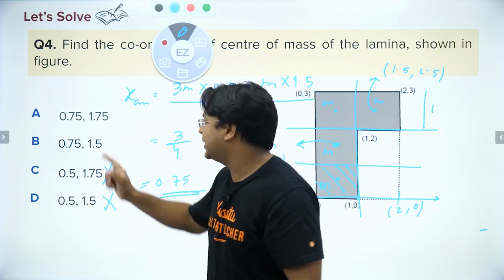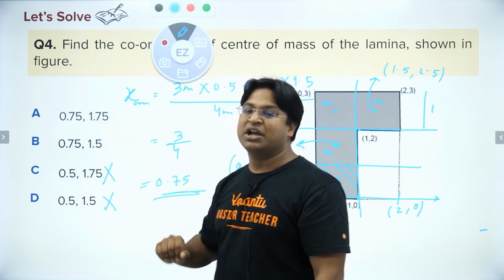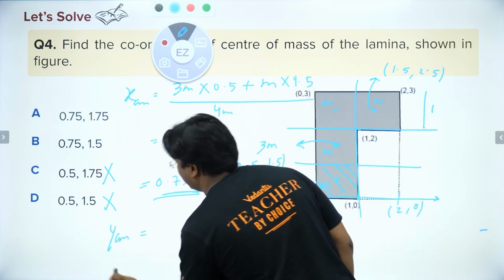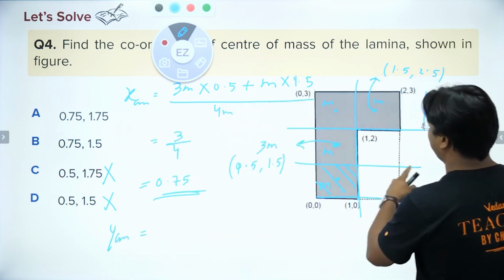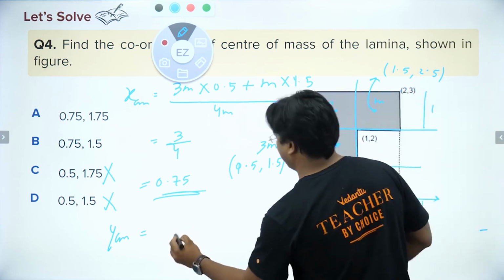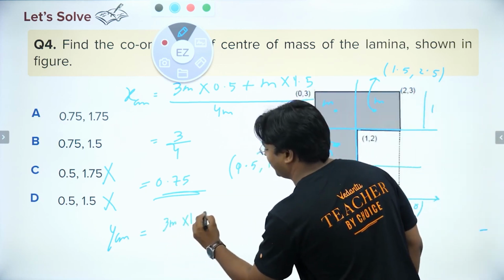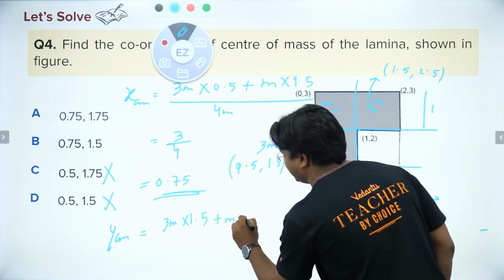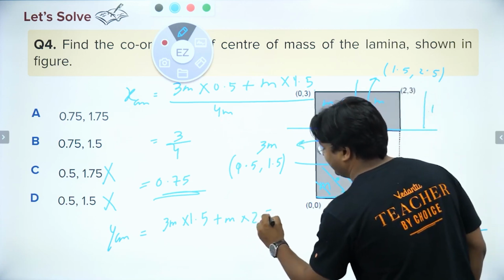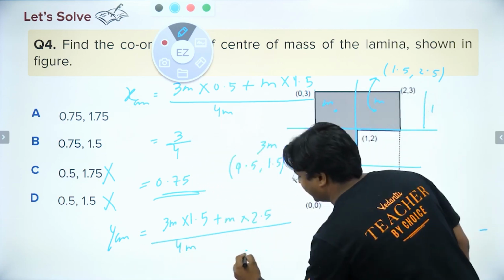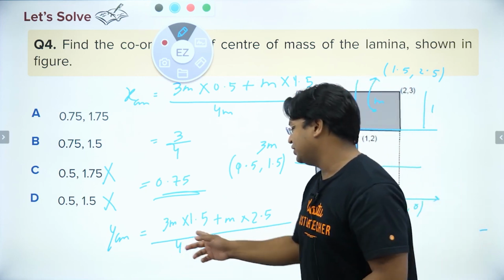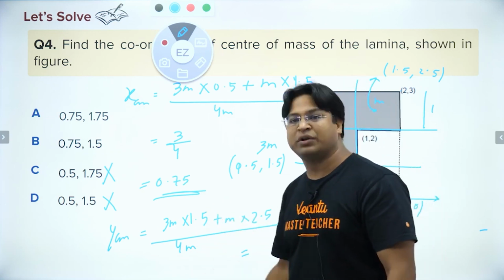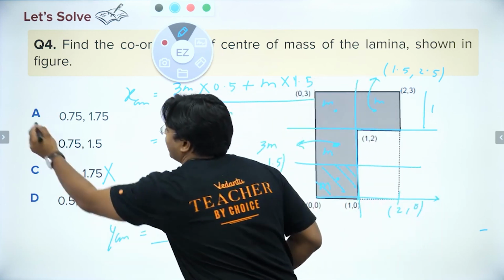So to figure out the correct answer between these two options, we will have to go for the y coordinate also. So let's calculate ycm now. ycm will be calculated by 3m into 1.5 plus m into 2.5, divided by 4m. Once you do the calculation, 4.5 plus 2.5 will become 7 by 4, so that's 1.75. So option A will be the correct one.